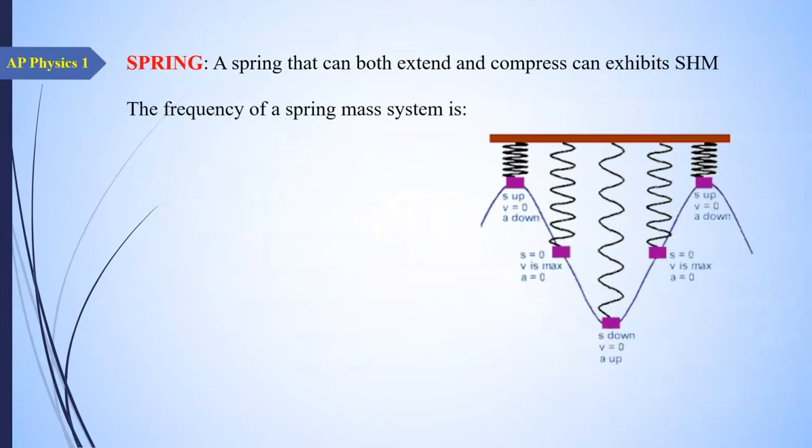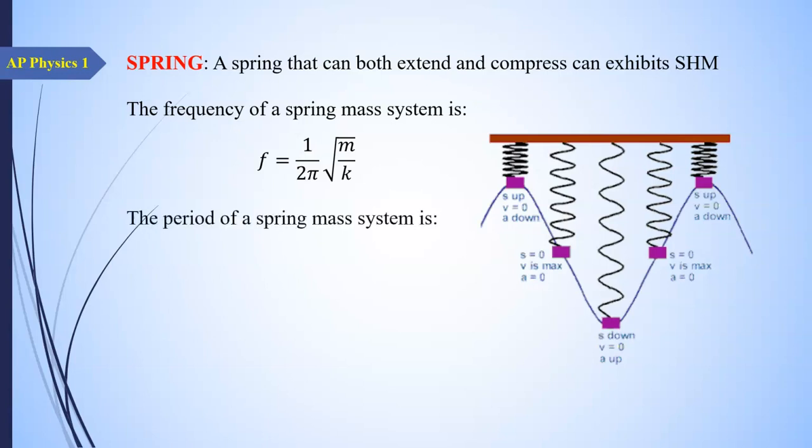Okay, a spring can both extend and compress, and can exhibit simple harmonic motion. The frequency of a spring-mass system is 1 over 2 pi times the square root of the spring constant divided by the mass. So the only two things that affect how fast that spring is going to go up and down are the spring constant and the mass that's hung on the spring.